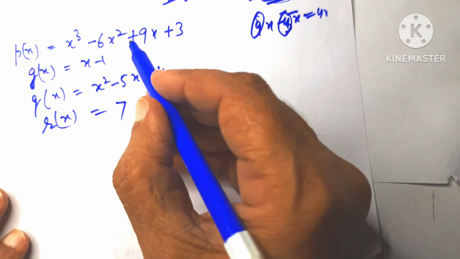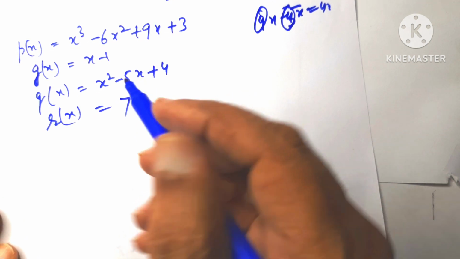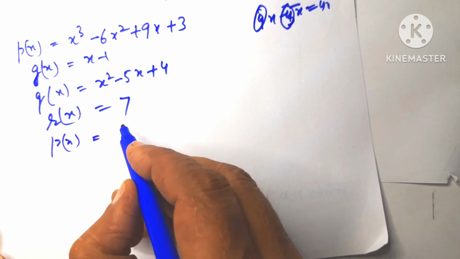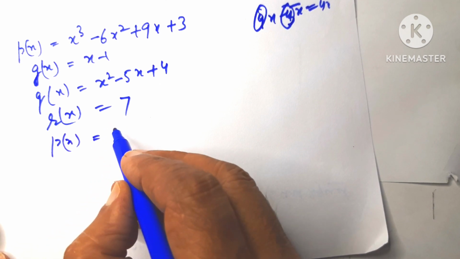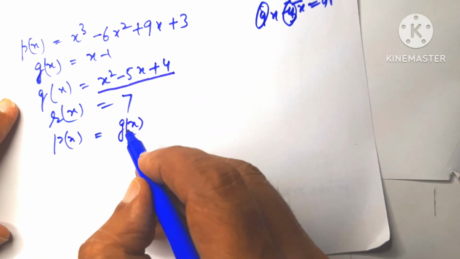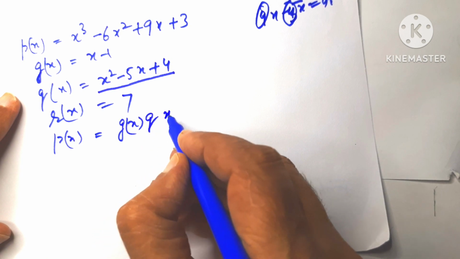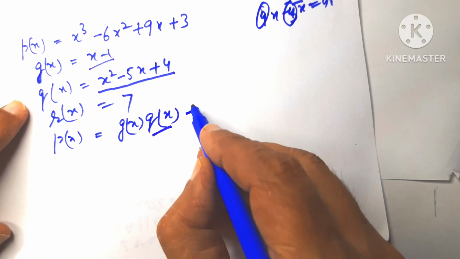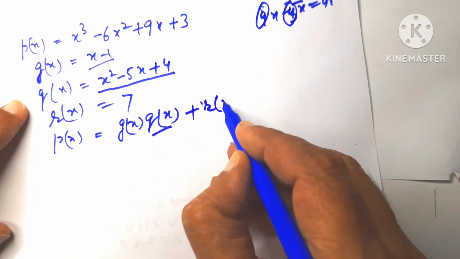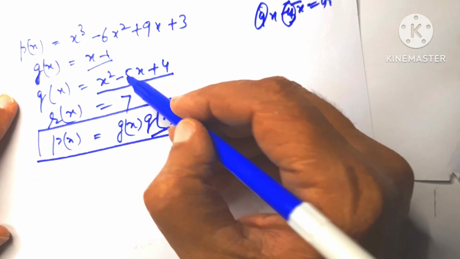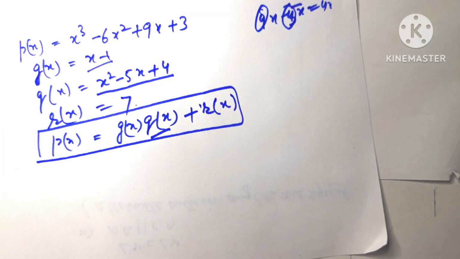Now what is the relation between these? The relation is Px is equal to Gx and Qx, where Gx is the divisor and Qx is the quotient, plus Rx. This is the relation between these 4 separate expressions. Clear? So you must all remember these things.